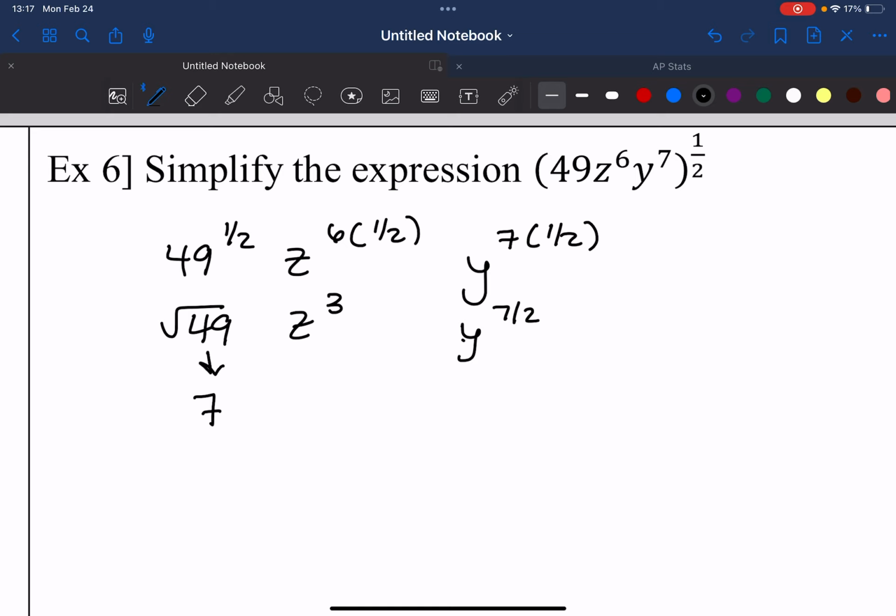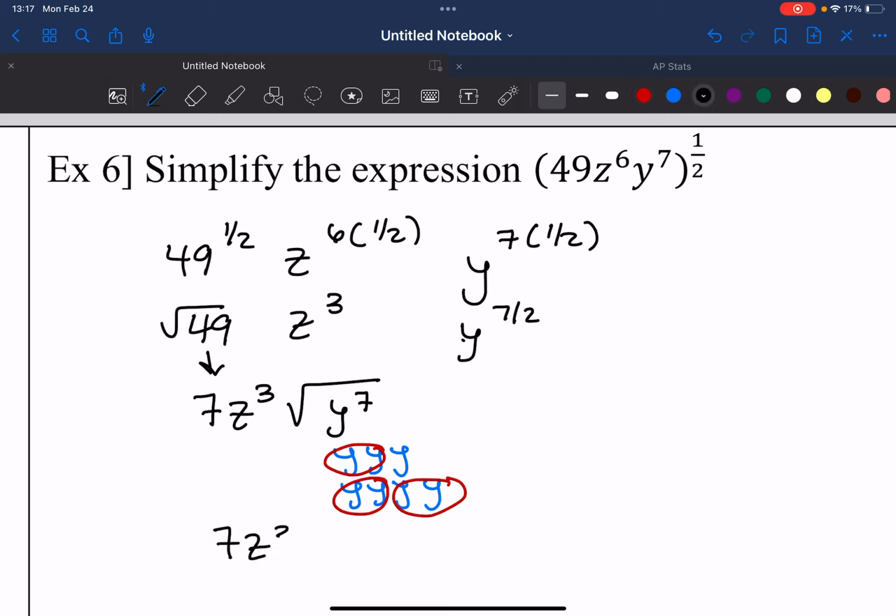Okay, z cubed doesn't have anything under the radical, so I'm going to bring that down. And since this is 7 over 2, it tells us that this is the square root of y to the 7th. But we should be able to simplify that even further. So if I draw out my 7 y's, I can circle pairs of 2. And so 3 of my y's are coming out. So this is 7z cubed y cubed square root of y.